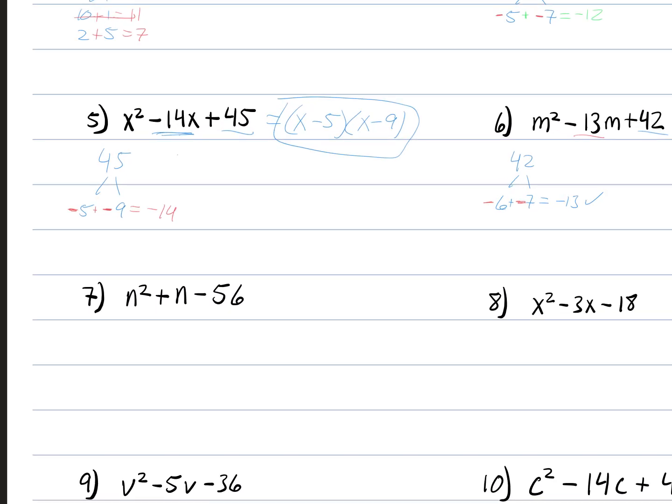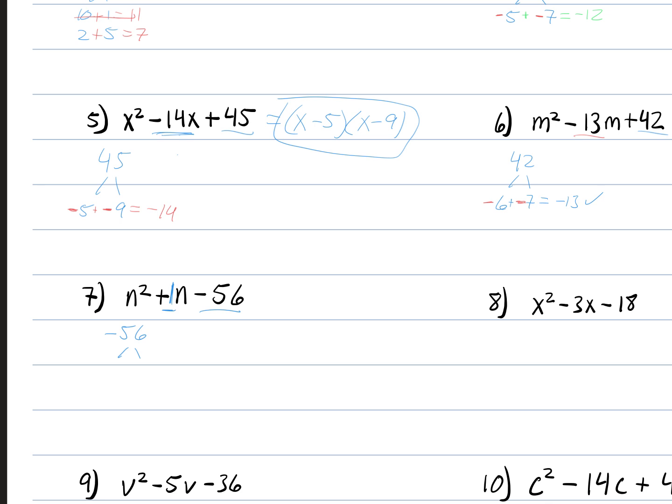All right, now let's look at the next one. I want factors of 56 or negative 56 that add to... We have nothing in front of our n term, so we assume it's a 1. So I want factors of negative 56 that add to a positive 1. Keep in mind when you want to multiply to a negative number, you need to consider both options for both of your factors.